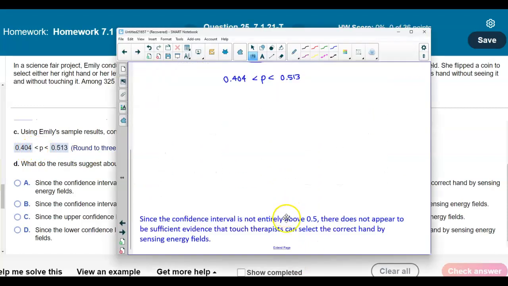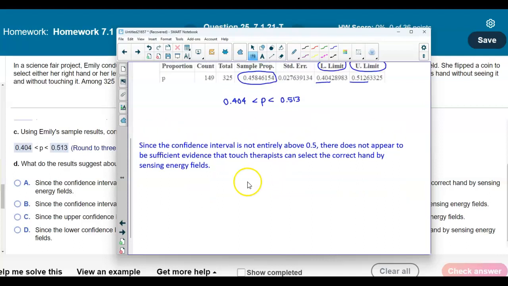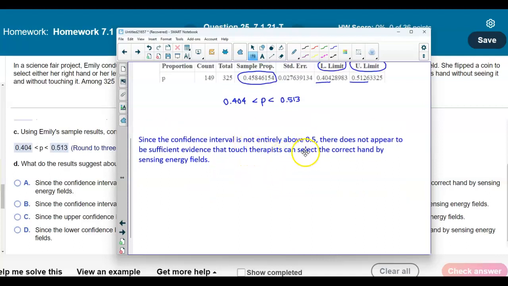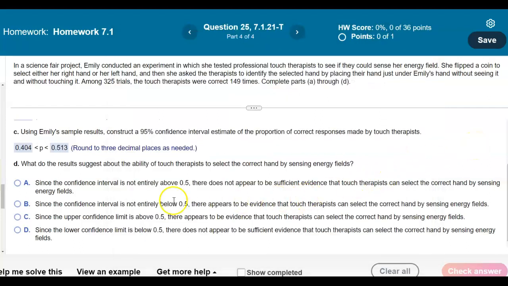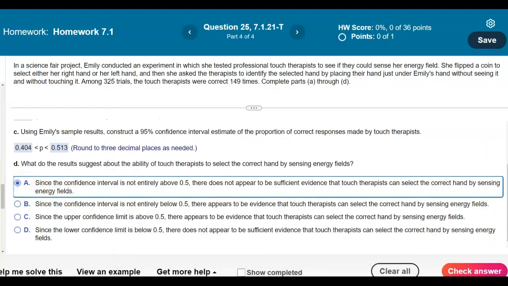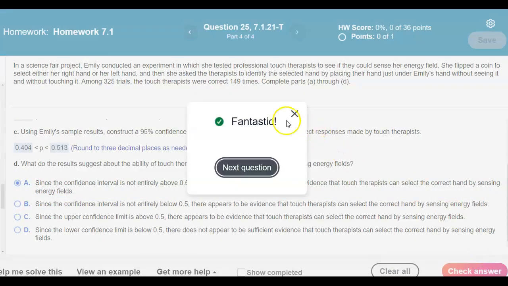So what we would say is the following. We would say that since the confidence interval is not entirely above 0.5, there does not appear to be sufficient evidence that touch therapists can select the correct hand by sensing energy fields. So therefore, we're going to say A is our result, and there's our answer.